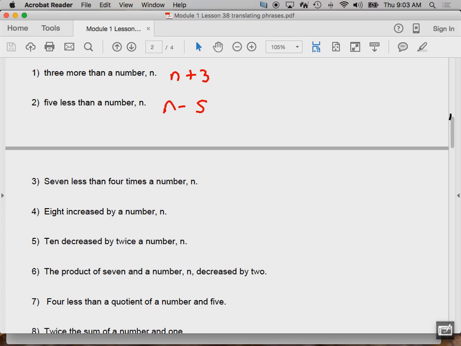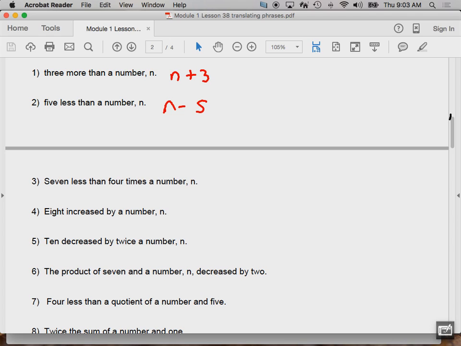Now, every time that I see more than and less than, I think to myself, waiting on the day when the first shall be last and the last shall be first. Watch, ready? Last, first. First, last. So that's only done with more than and less than. When you see more than and less than, you switch the order. The first shall be last and the last shall be first.